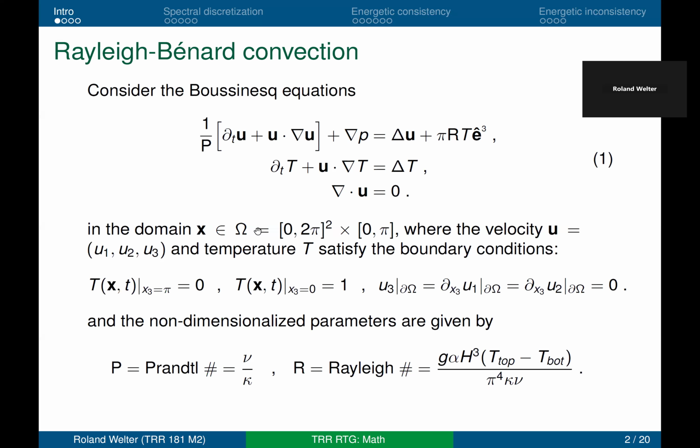The fluid is assumed to lie in a box, which is periodic in the horizontal directions, and the variables u and T satisfy the boundary conditions given here. The fluid is cooled from the top and heated from the bottom. And the non-dimensional parameters in this system are the Prandtl number, which is similar to the viscosity of the fluid, and the Rayleigh number, which can be thought of as the strength of the thermal forcing.